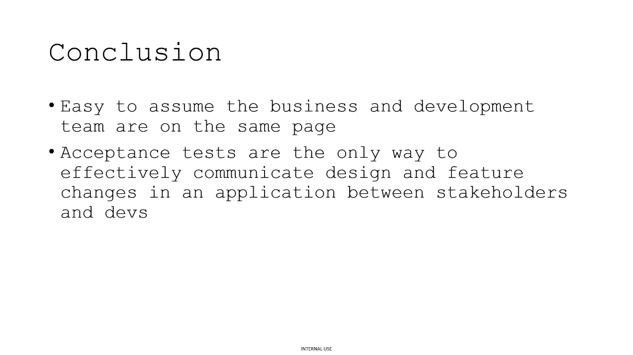How do you communicate between stakeholders and devs? You write acceptance tests. You write them together. You write them as late as possible to avoid any premature precision, but you don't want late ambiguity. And then you make sure that they pass.